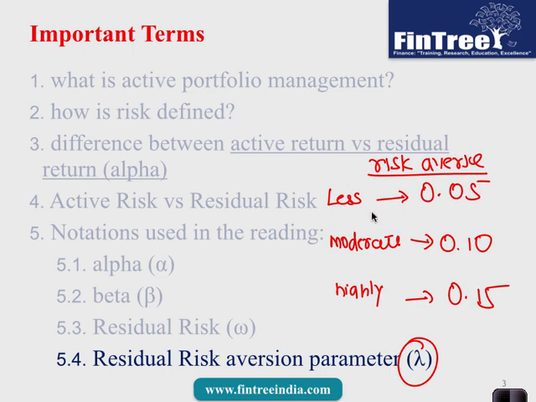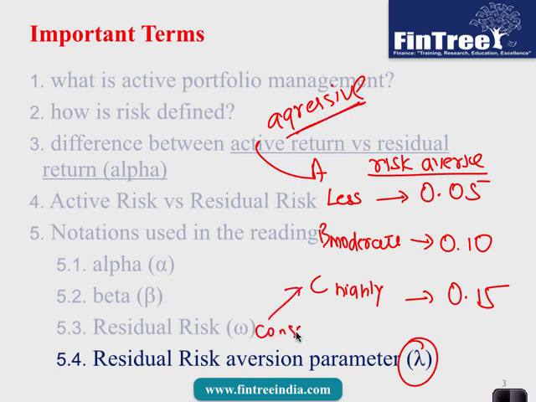So who is the most aggressive out of the three? If this is A, this is B, this is C, who is most aggressive? A. Right? So an aggressive investor will have a low risk aversion parameter, but a conservative investor will fall into the last category, who will have a really high risk aversion parameter. Are we good to go ahead?